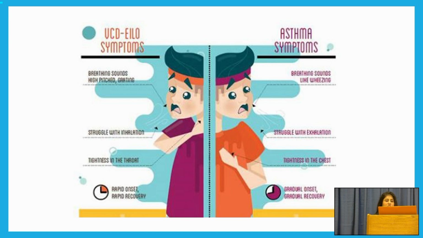With asthma, the breathing sounds are like wheezing. They're struggling with exhalation, and there's a tightness in their chest, and they'll point to it. There's a difference. With vocal cord dysfunction, this is an acute onset. But if you can find the cause and you can treat it, it is a rapid recovery within seconds to minutes. Asthma can be acute. In more situations, it's a little bit gradual and then becomes acute, and then takes time for recovery also.